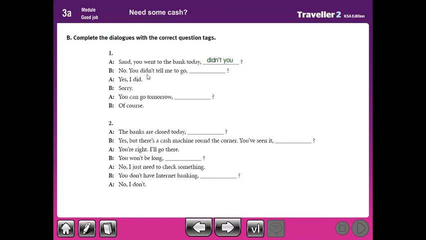No, you didn't tell me to go. Here we have the auxiliary didn't. It is in negative form, so we make the question tag positive or affirmative. So we take did you? Yes, I did. Sorry, you can go tomorrow. Here we have can. So we use it, but in negative form. So we say, can't you?